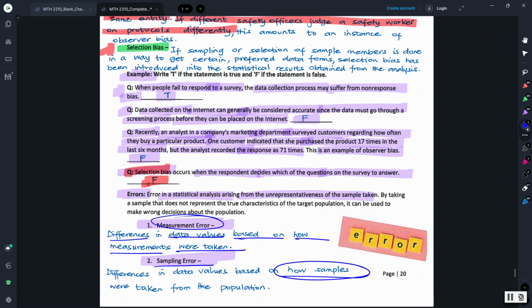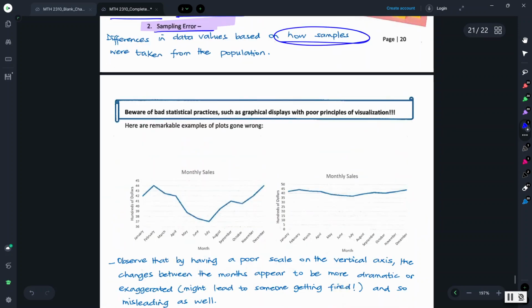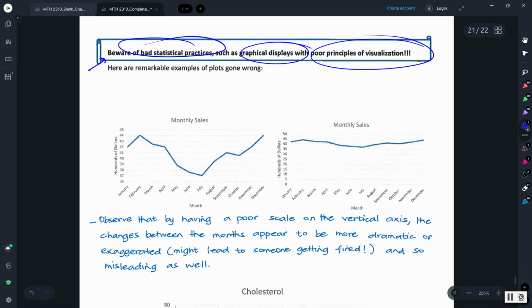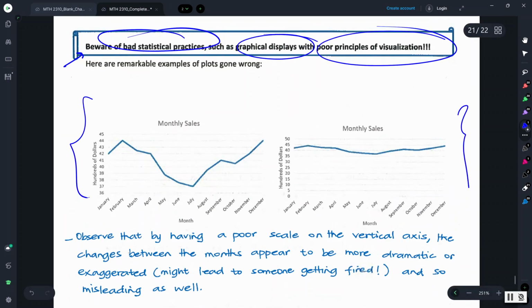Now, associated with bias or errors, we can end up using statistics in the wrong way. And so we want to next look at how we can beware of bad statistical practices, such as graphical displays with poor principles of visualization. Let's take an example. These two are examples of plots gone wrong.